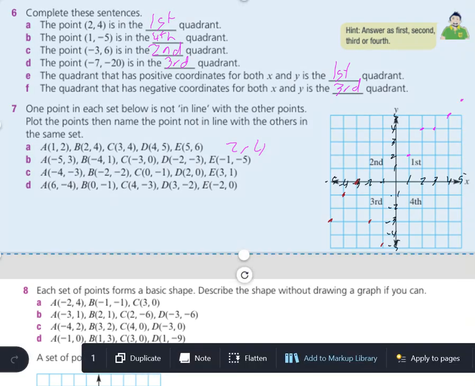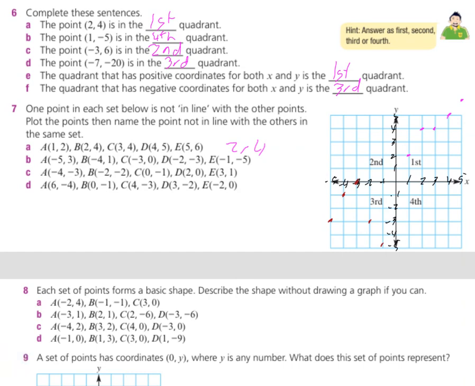Green. So next one will be minus 4, minus 3. Minus 2, minus 2. 0, minus 1. 2, 0. And 3, 1.